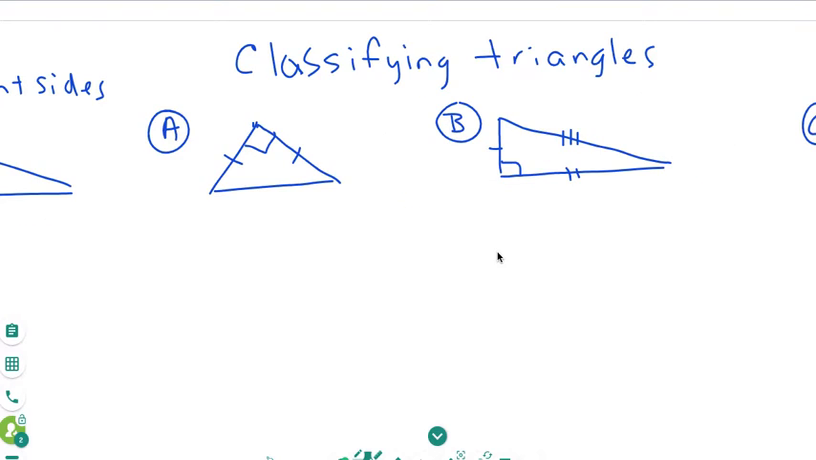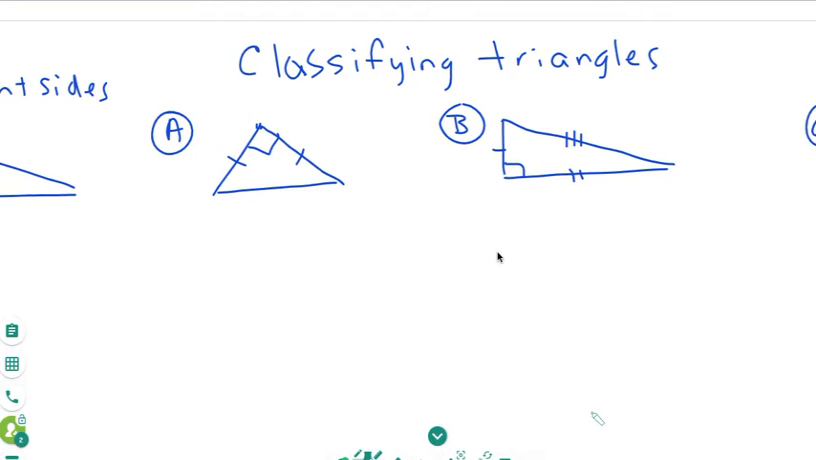So when we classify triangles, we're going to give it 2 names. It will be based on the angles and then the sides.